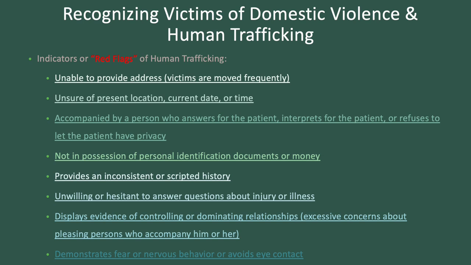So jumping back into recognizing victims of domestic violence and human trafficking, I mentioned a couple of them earlier. These are some of the many responses that we get. Unable to provide address because you move so frequently. Unsure of your present location, the date or the time because you're couch hopping, right? Because you have nowhere to go. Accompanied by a person who answers for the patient, interprets for the patient, refuses to let the patient have privacy, things of this nature.